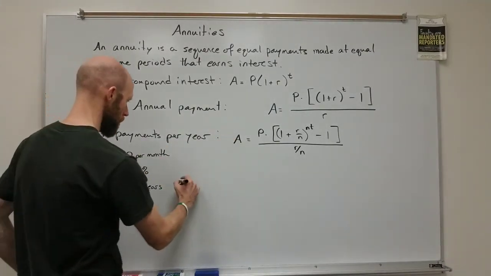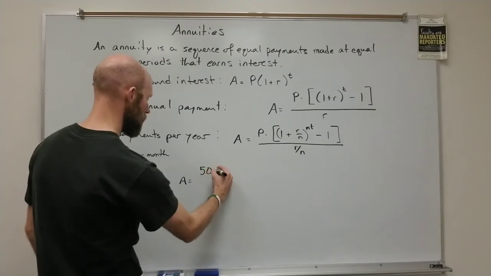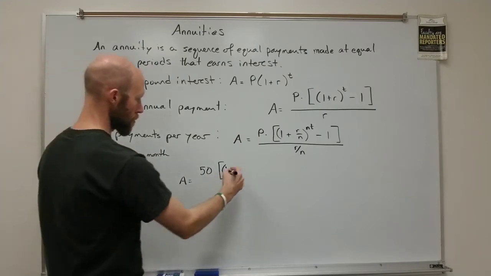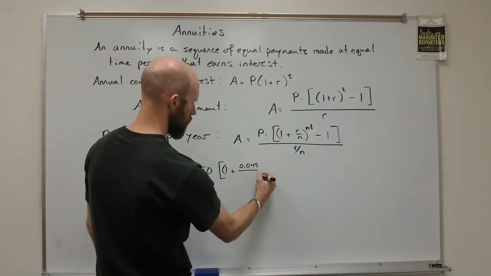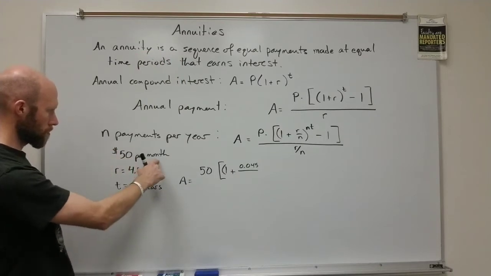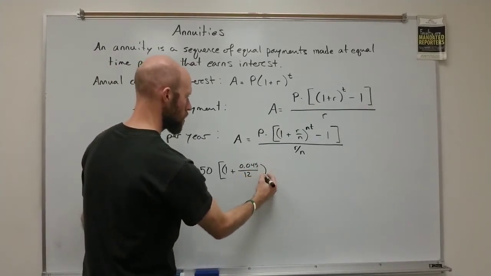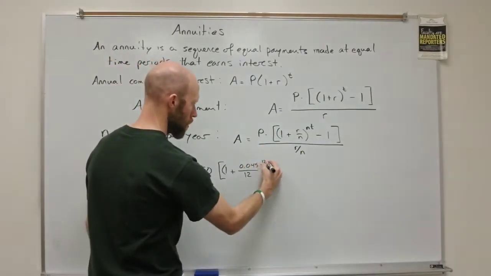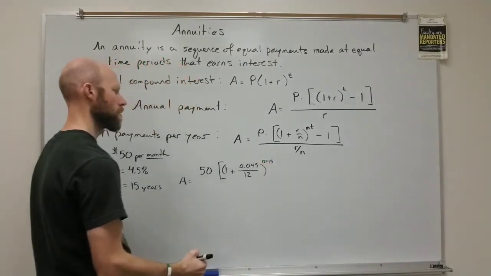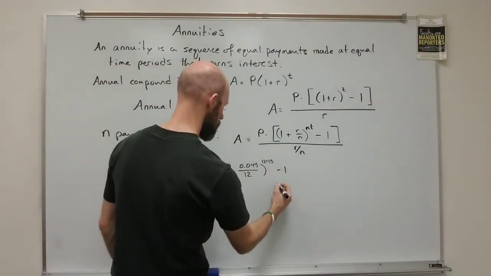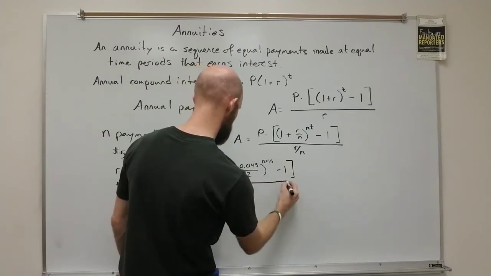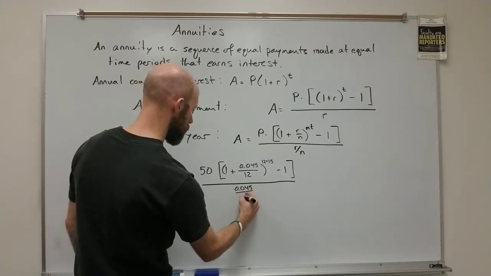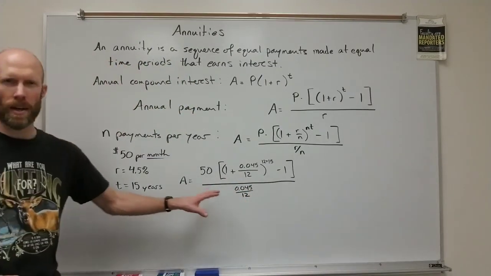So the annuity value is going to be 50 times 1 plus, the R is 4.5%, so 0.045, over the N value, so it's monthly, that's an N value of 12, raised to the NT, so 12 times 15 power. Then you subtract the 1 and divide that whole thing by R over N again, which is 0.045 over 12. Okay, so all of that can go into my calculator.